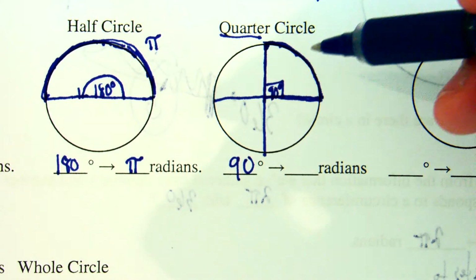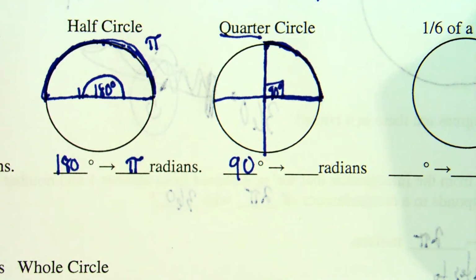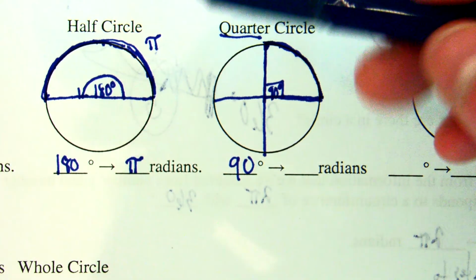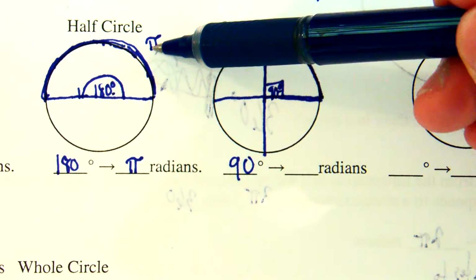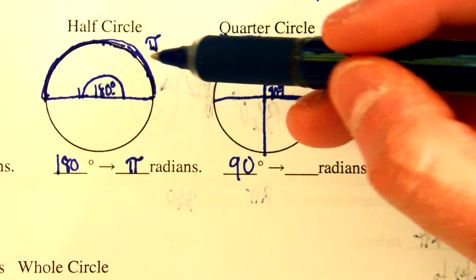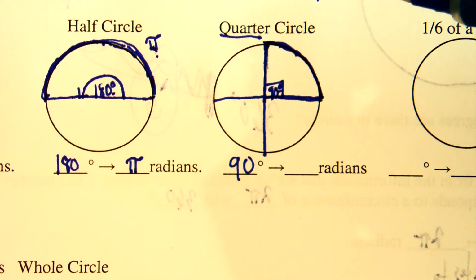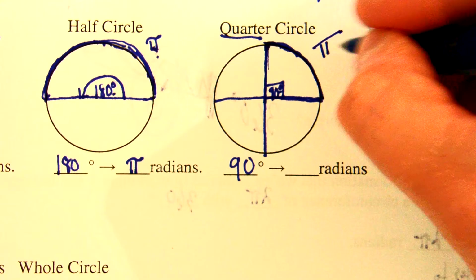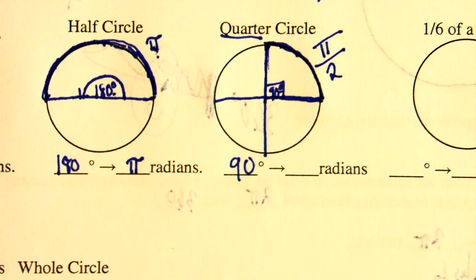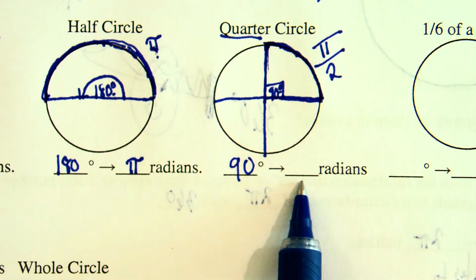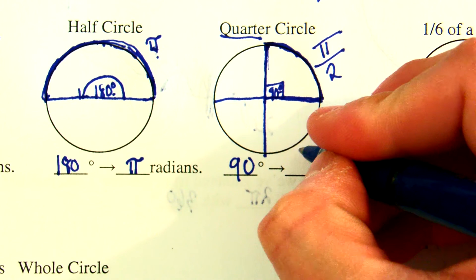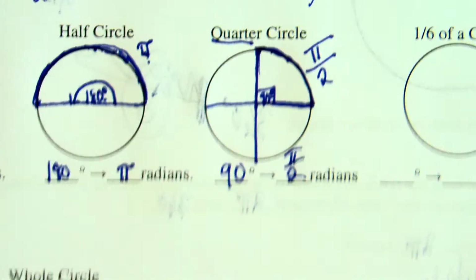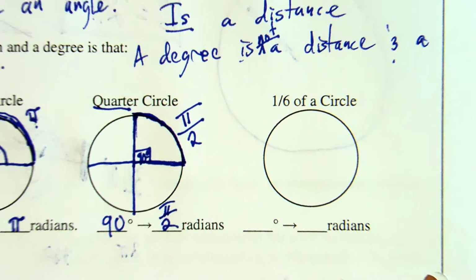Now, that's 90. But question, how would I find what is here? Half of this was this, so I have to take half of this guy, right? Do we see how that's half? What's half of pi? When you write these, just put it pi. In this case, I divided it by what? 2. Is that cool? So 90 corresponds to what? Pi over 2 radians. Okay, good.